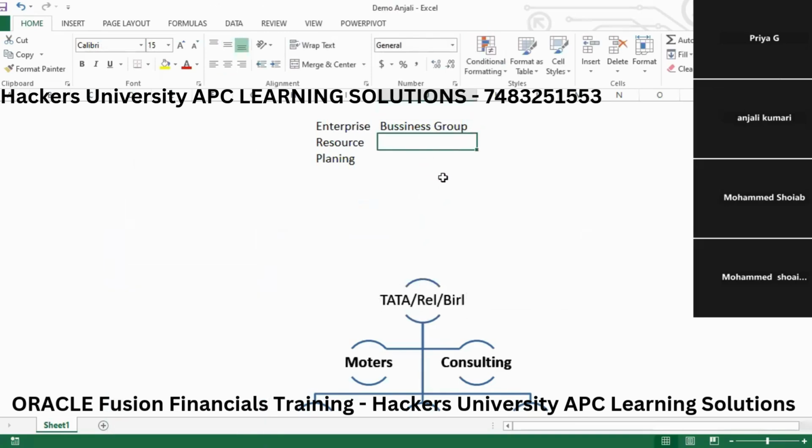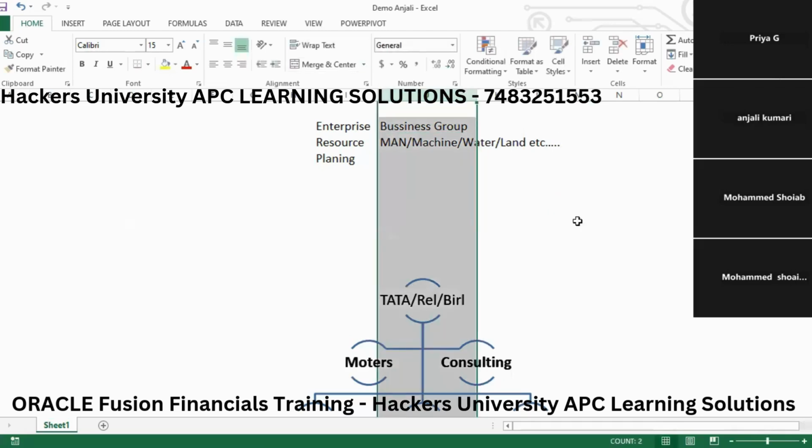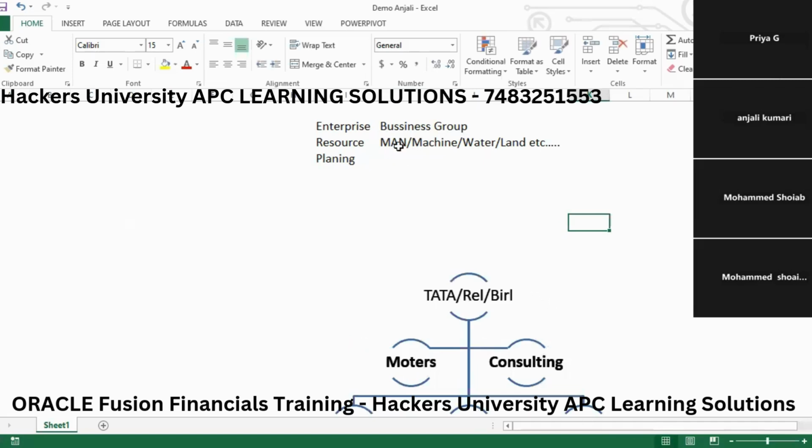Here, enterprise is that. What is resources? What do you mean by resources? For a business group, what kind of resources will be there for them to run their operations and functions, production and sales? Not necessarily systems or software. Generally, ideally, we can have man, machine, water, plant, land, etc. These different types of resources will be there for use. Any organization will have these types of resources.